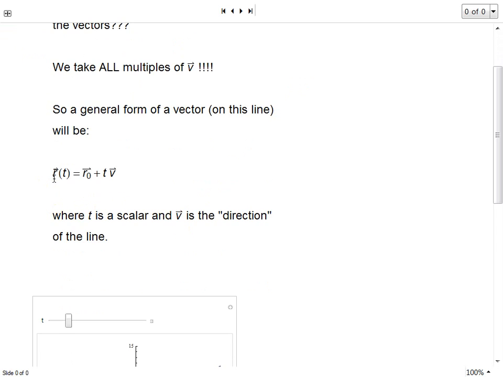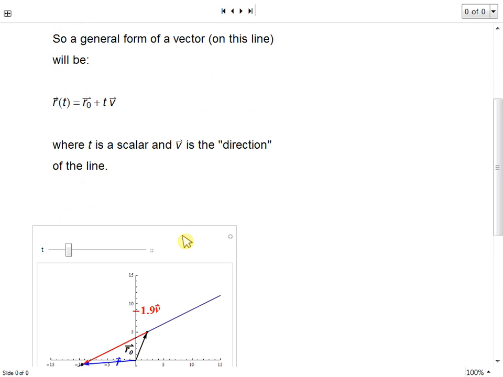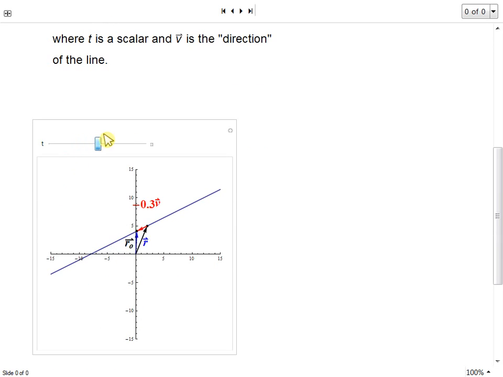Now look at our notation here. R of t, it's a function. It's what we call a vector function because we don't use f of t because it involves vectors. So we use the vector notation on the r. R of t equals r naught plus tv. Here t is a scalar, and v is what we call the direction or direction vector of the line. So this is me scaling that v. That's R naught with all the little scalars. And notice I draw everything.